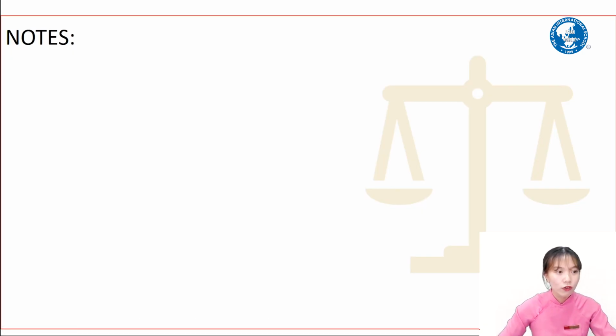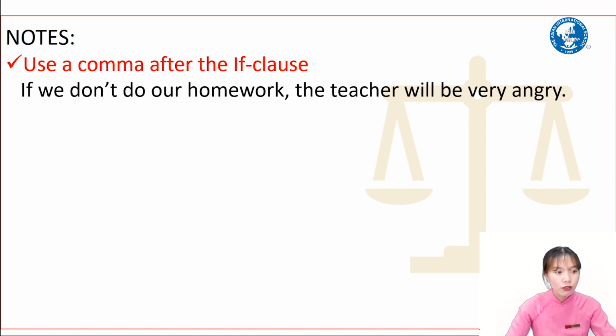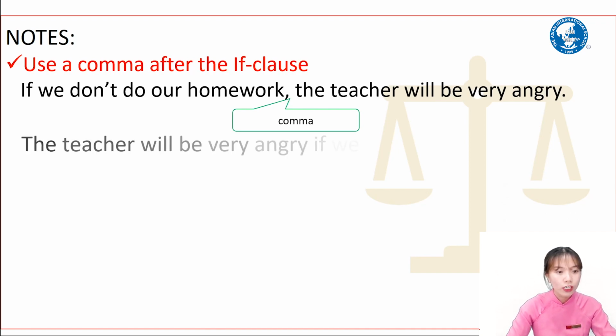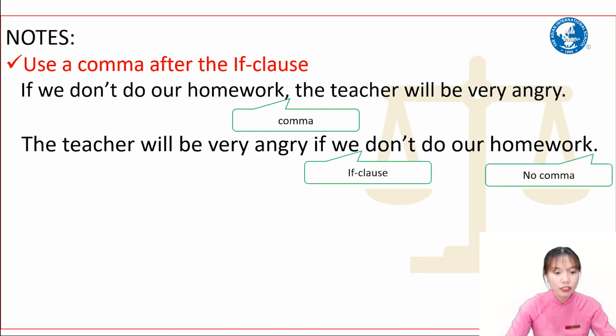We have some notes for the conditional sentences. First one, we should use a comma after the if clause. When we say, if we don't do our homework, the teacher will be very angry, we need to use a comma after the if clause to separate the if clause and the main clause. However, if the main clause goes first in the sentence, we can say, the teacher will be very angry if we don't do our homework. We don't need to use a comma after the if clause.